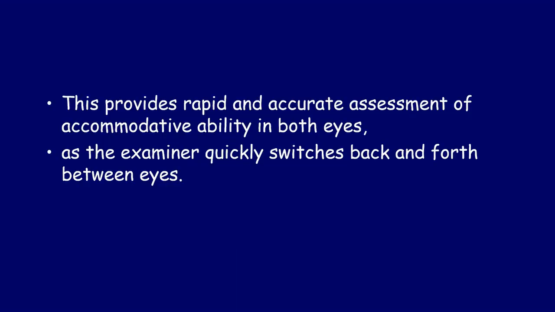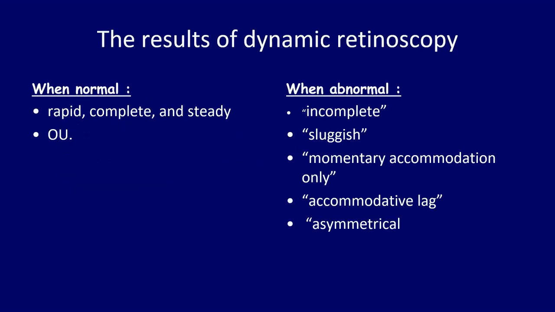This method provides rapid and accurate assessment of the accommodative ability of both eyes, as the examiner quickly switches back and forth between the eyes. The result of dynamic retinoscopy in normal situations can be rapid, complete, and steady in both eyes. When it's abnormal, we can have incomplete, sluggish, momentary accommodation only, accommodative lag, or asymmetry.